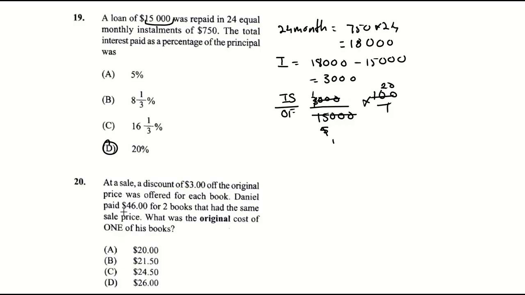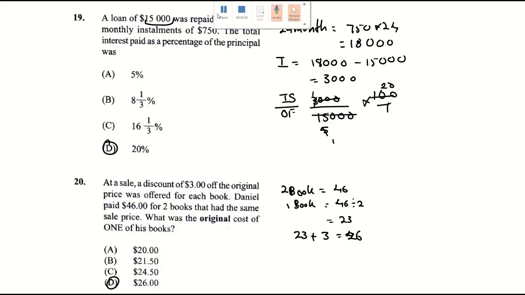So we know this is for 2 books, so for one book, excuse me. If they said that the 2 books are the same price, then if 2 books equals 46, one book would be 46 divided by 2, which equals 23. Then they're asking you for the original price. This is after your discount. So before your discount would be $23 plus the 3 you are getting off, which is 26. So it's D, and that is how you do this question. And that is the end of May, June 2024.